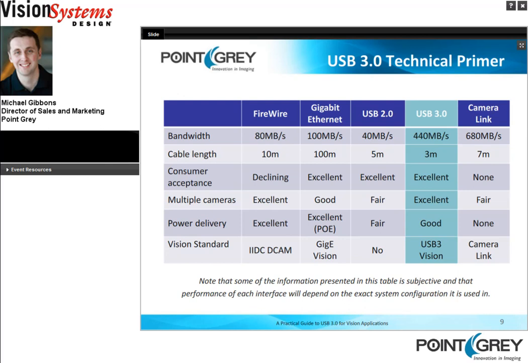USB 3 is almost 10 times as fast as FireWire and GigE, but that said, FireWire does provide significantly more power, about 45 watts of power. And then GigE, of course, is the cable length winner at 100 meters of inexpensive cable. Obviously the note here is that a lot of the information presented here is a bit subjective, and it also depends on the exact system configuration it's used in. So for example, GigE does provide power and data over a single cable using PoE and that kind of thing.